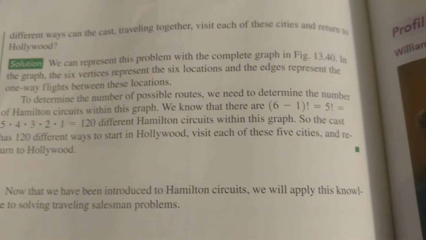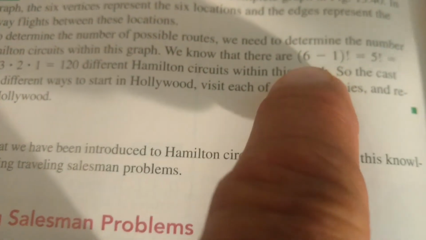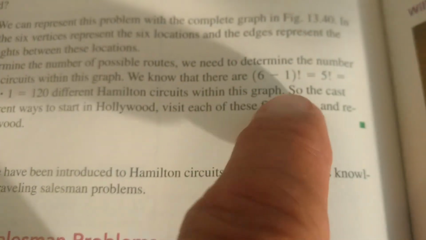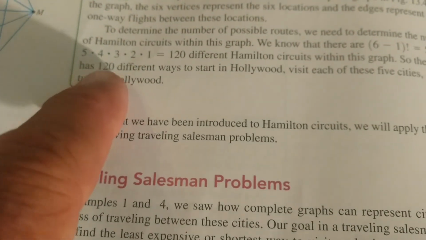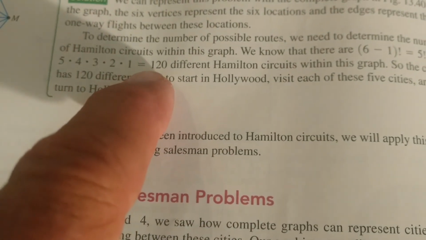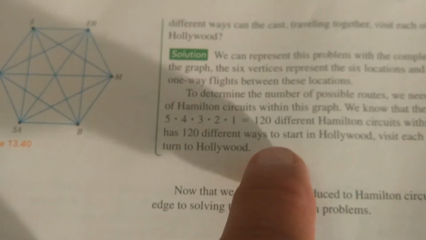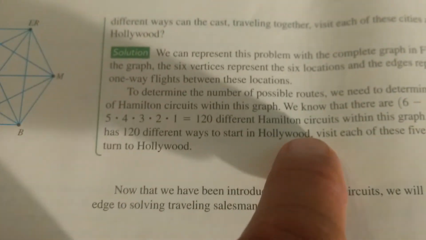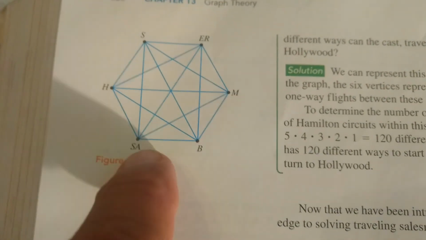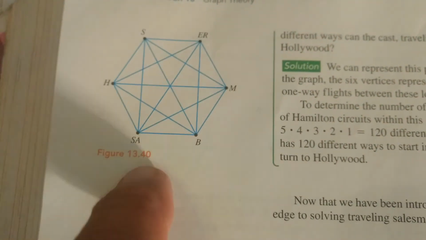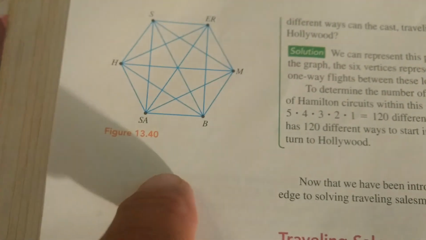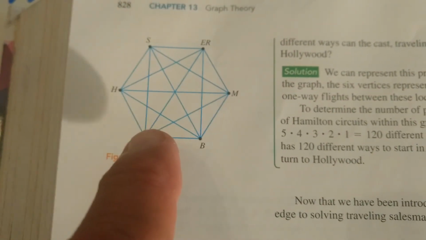And so what happens is we can figure out how many circuits we have. Because we have 6 vertices, we use the formula. 6 minus 1 gives us 5 factorial. 5 times 4 times 3 times 2 times 1 is 120. So this particular graph right here has 120 different Hamilton circuits. Now remember, Hamilton circuits don't include all edges. They just include the vertices, each vertex once.